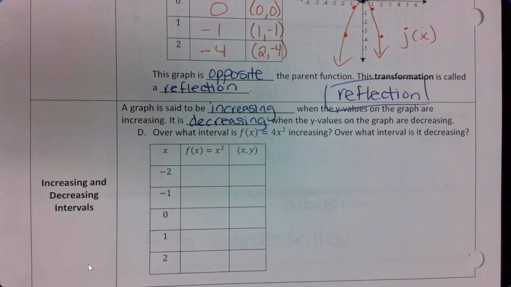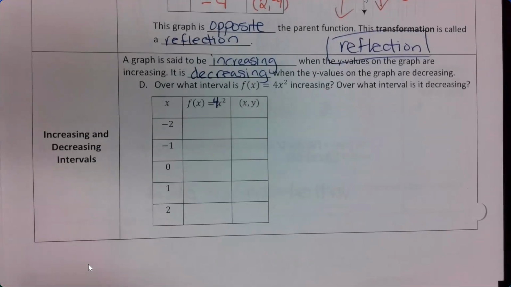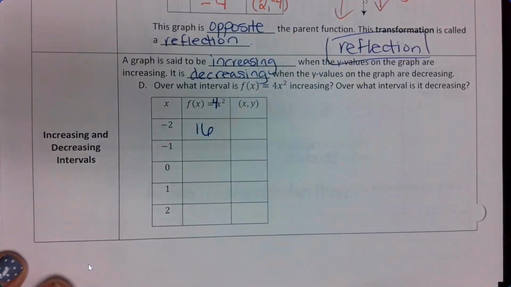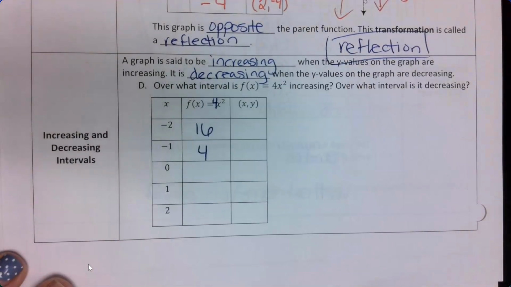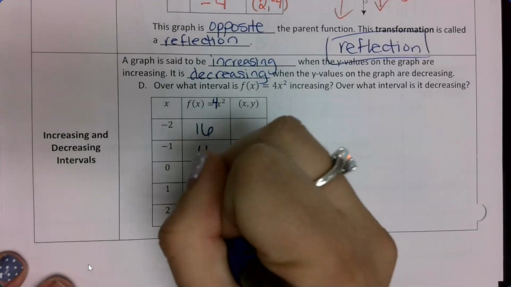Do you want me to say what intervals f of x equals 4x squared is increasing, and then what intervals it's decreasing? Forgot to write the 4 right here. So first thing I need to do is I need to put my numbers in my table. So what do I get when I plug in -2? -1. 0. 4 and then 16.